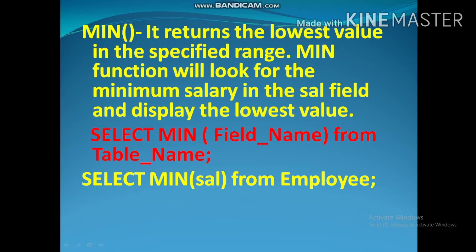Next one is the minimum function. It returns the lowest value in the specified range. The min function will look for the minimum salary in the sal field and display the lowest value. That means who gets the lowest salary from the table. Suppose we want to find who scored the lowest marks in the result. If you want to find it, then we can use select minimum field name from table name. Select minimum sal, sal is the field name, from employee. Clear? Employee is the table name.